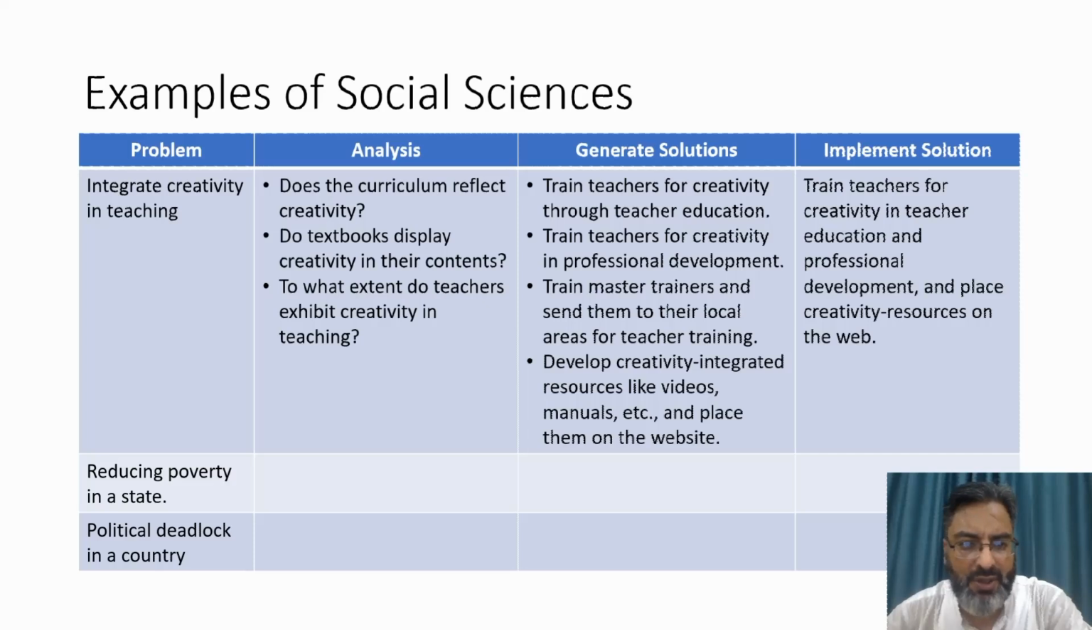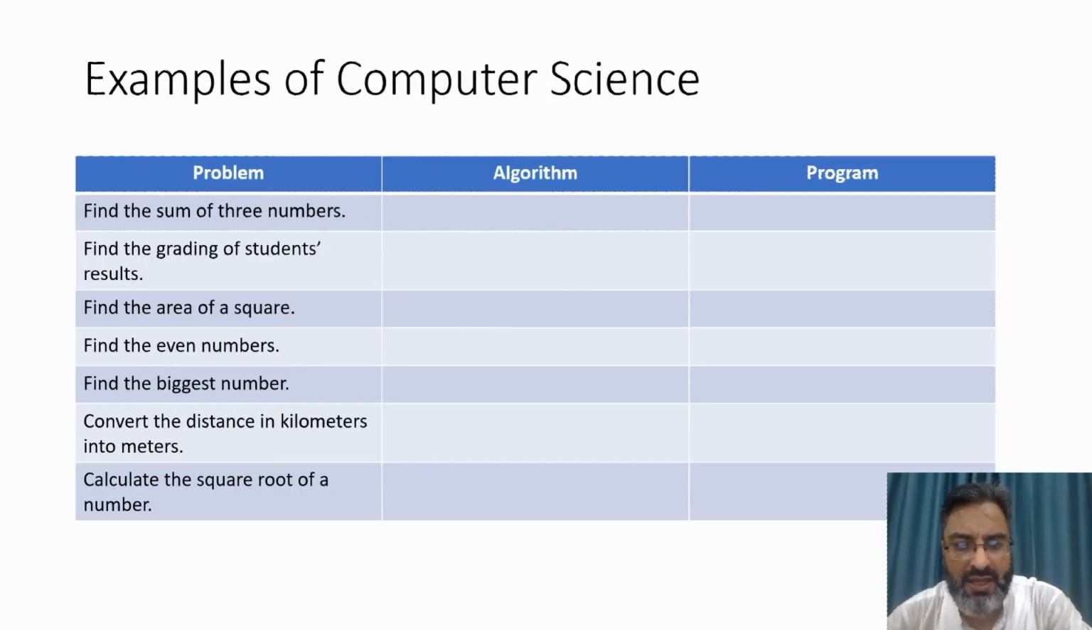If we look at some examples in computing, we see: find the sum of three numbers. That could be a mathematical problem as well. Or finding the grading of the students' results, finding the area of a square, even numbers, or the biggest number from a list of numbers, converting kilometers into meters or meters into kilometers, and finding the square root. These are some of the examples of computer science.